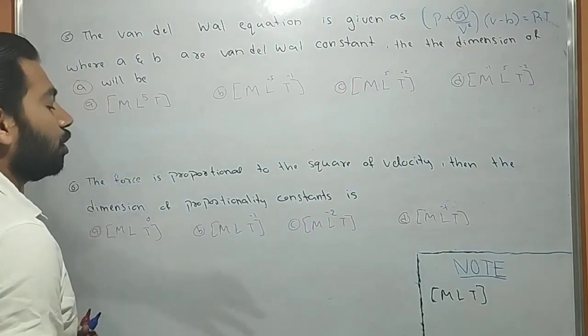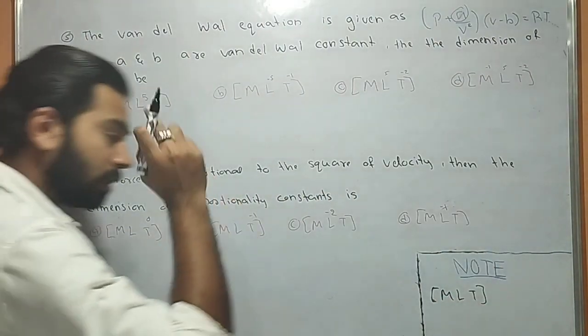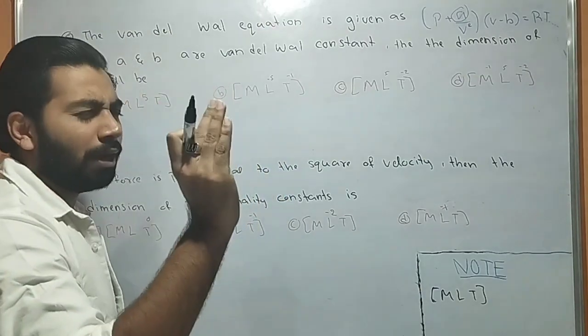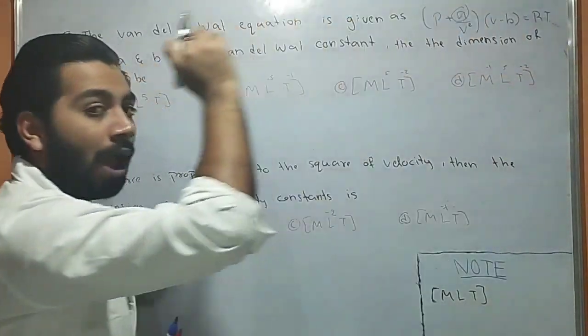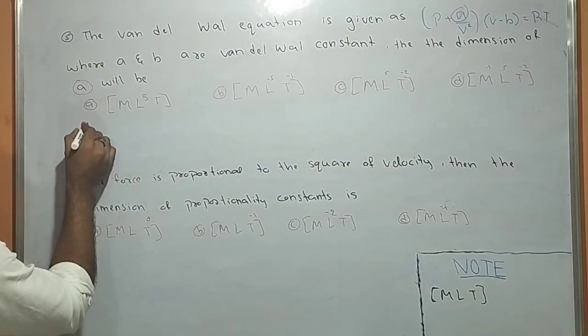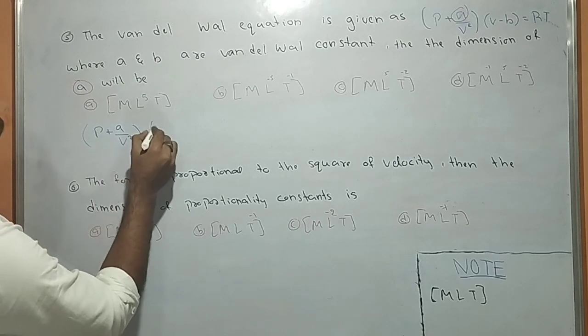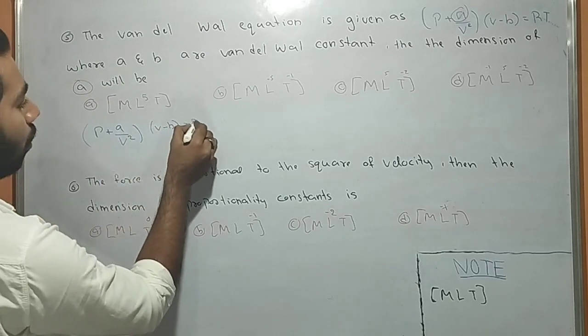If you want to find the dimension, you have to write that equation in the form of this. So before solving that, just keep in mind, if this kind of problem is given, you have to make sure that (P + a/V²)(V − b) = RT.